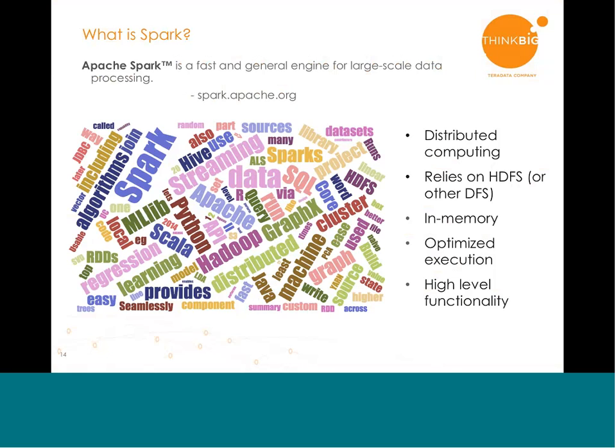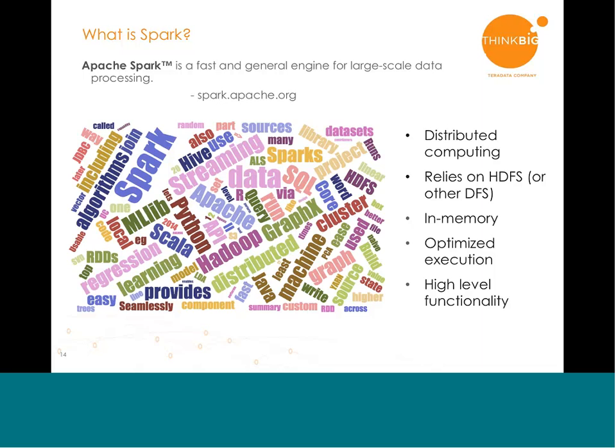The advantages that Spark has, and we'll talk about this in a little bit more detail in the next few slides, is that it works in memory. It has an optimized execution engine, and it has a lot of high-level functionality. It has libraries like ML and MLlib that already have machine learning algorithms coded, and that helps speed up time to development.